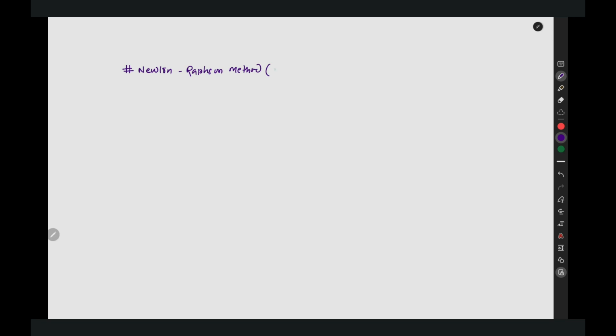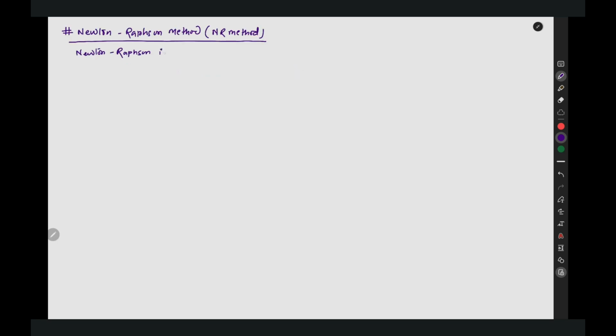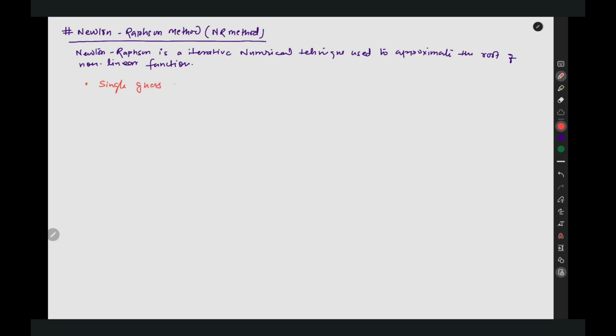The Newton-Raphson method. In short, this is also called the NR method. The Newton-Raphson method is an iterative numerical technique used to approximate the root of a nonlinear function. Now we will understand the implications and the concept in short. It uses a single guess value.